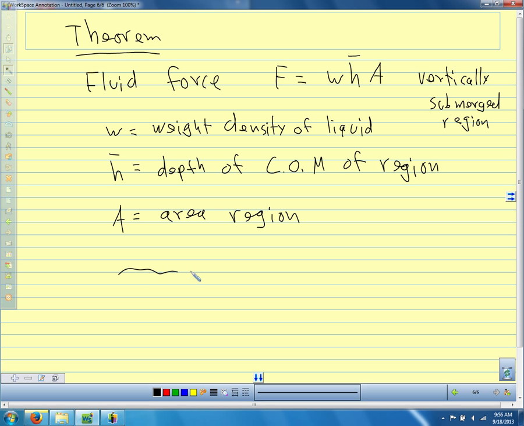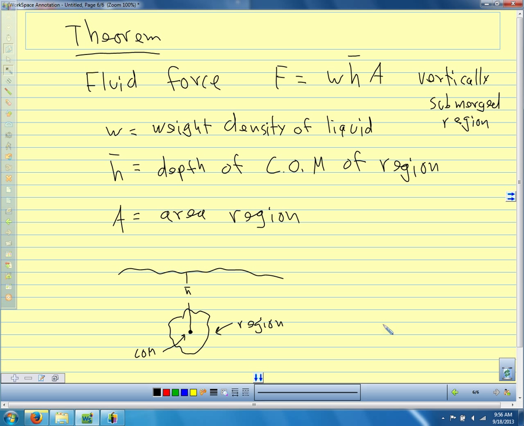So if we have just a quick picture, here's my water, here's my region. There's the center of mass, and this distance is H bar. So this is very similar to the theorem of Pappus. We're kind of assuming that all of the area is concentrated at the center of mass. So we can find the center of mass of our region, multiply that by the area and by its distance below the surface, and we get the fluid force. Well, we just did that in the last problem. Exactly what we just did. We found that the fluid force was the weight density times the area of the region times its distance below the surface. So another nice little extension.